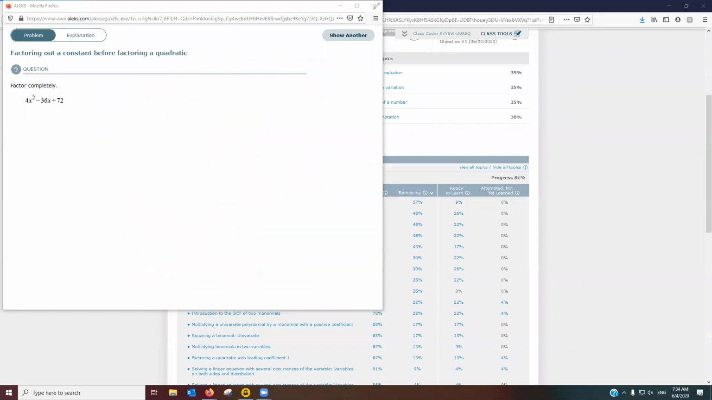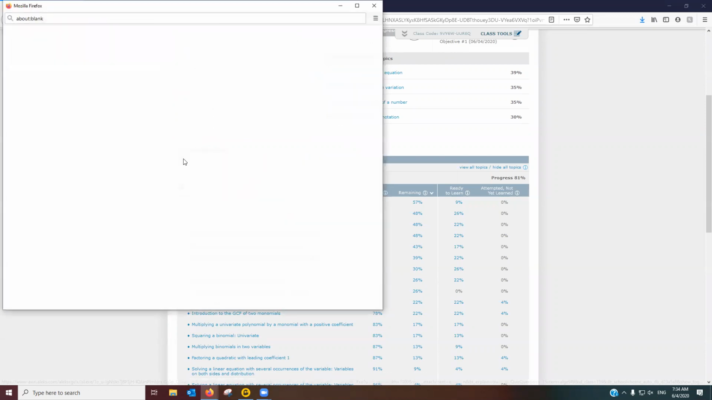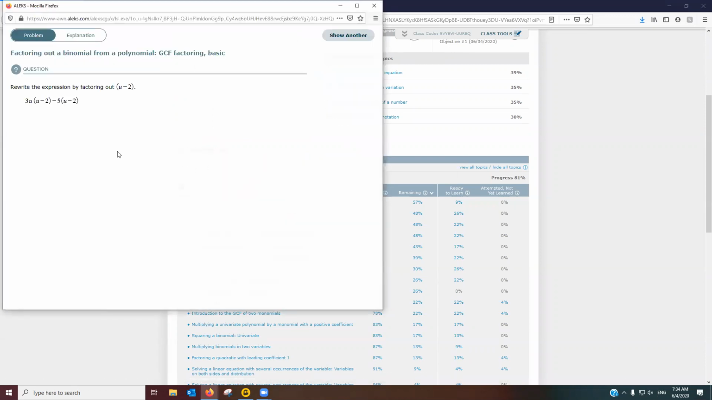All right, let's do another example here. How about if we take a look at this example? All right, now there's another factoring method that we can use here because they're asking me to rewrite the expression by factoring out the parenthesis u minus 2.